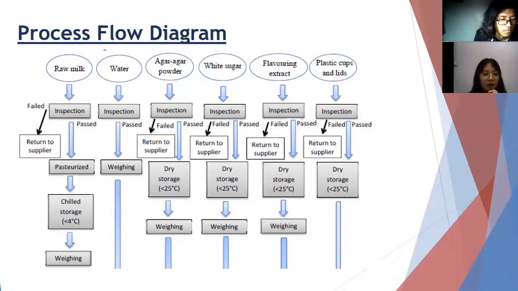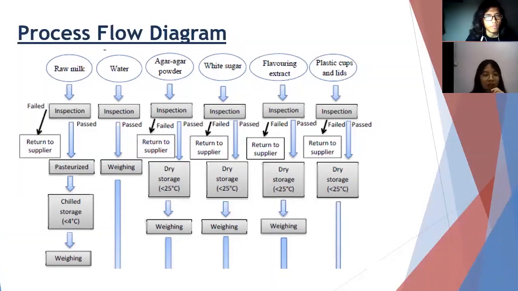For the raw milk, after it passes the inspection, the manufacturers need to pasteurize the milk to kill the bacteria in milk and store it in the chill storage. The temperature of chill storage must be below 4 degrees Celsius. For the agar-agar powder, white sugar, flavoring extract, and the plastic cups and lids, after passing the inspection process, they are stored in the dry storage, and the temperature of dry storage is below 25 degrees Celsius.